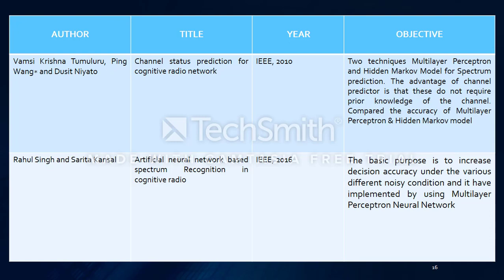Next one is artificial neural network based spectrum recognition in cognitive radio, and the authors are Rahul Singh and Sarita Kansal, published in 2016. The basic purpose is to increase decision accuracy under various noisy conditions, and it has been implemented by using a multilayer perceptron neural network.